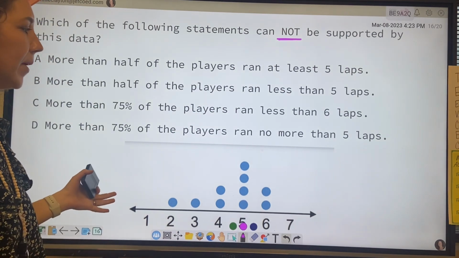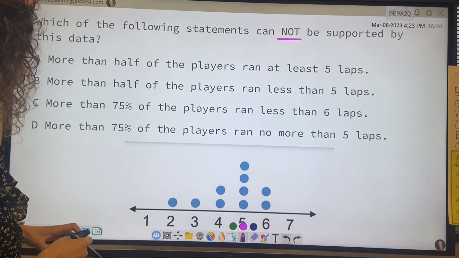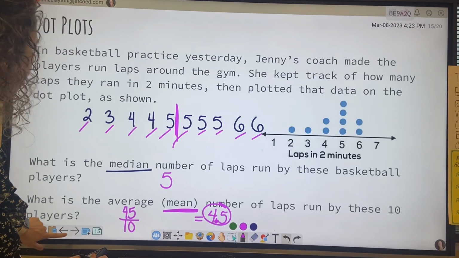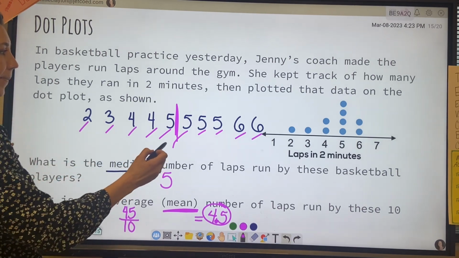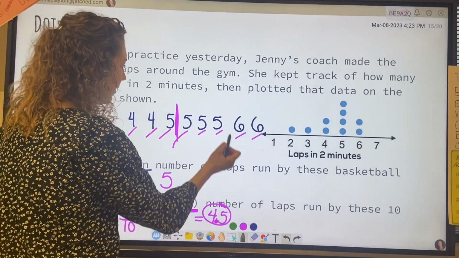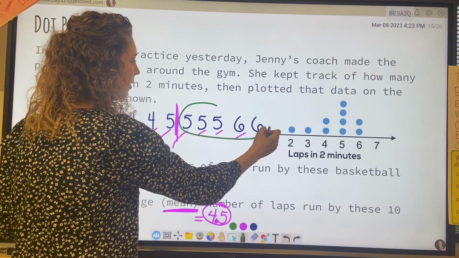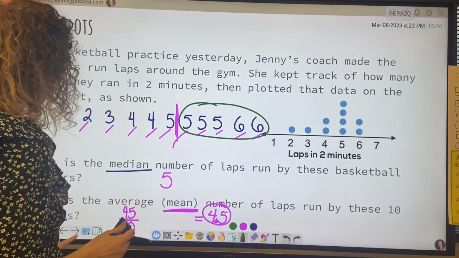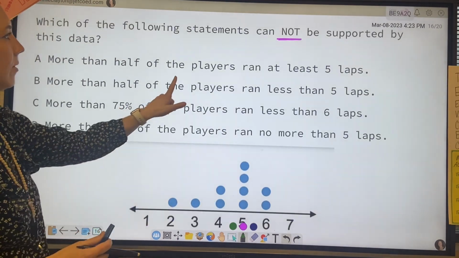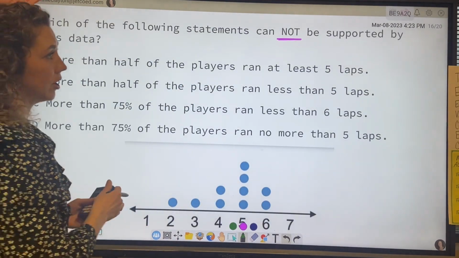So if we were to go back and look at the data we just had, more than half of the players, that would be this group here. More than half of the players ran at least 5 laps? That's true.